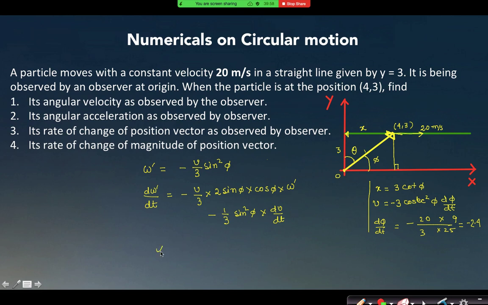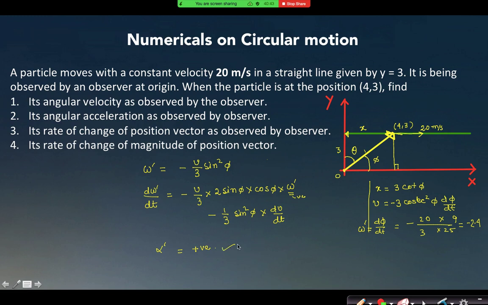So what is alpha in this case? Can you put in the values, and see whether omega prime itself is positive or negative? Omega prime is minus 2.4, v by 3. If you put in the values, you will find the same thing. Omega prime is minus v by 3 sine square phi. If you put it in, you will find alpha to be positive, because this is negative and this is negative. Negative, negative, positive. Alpha you will get positive.